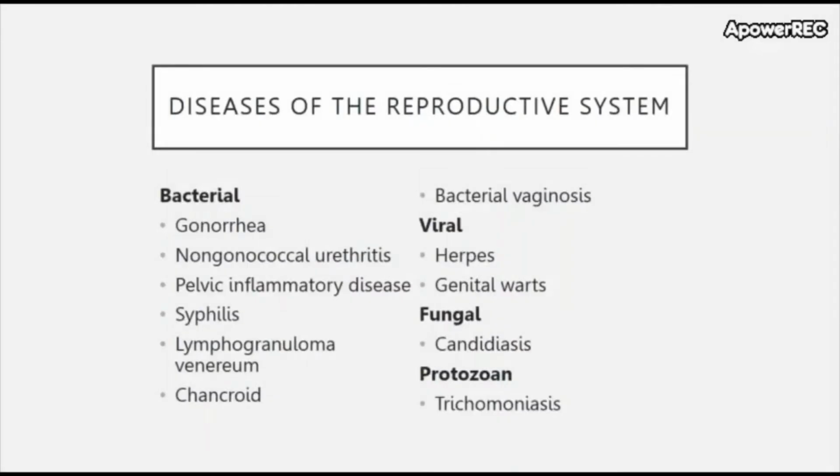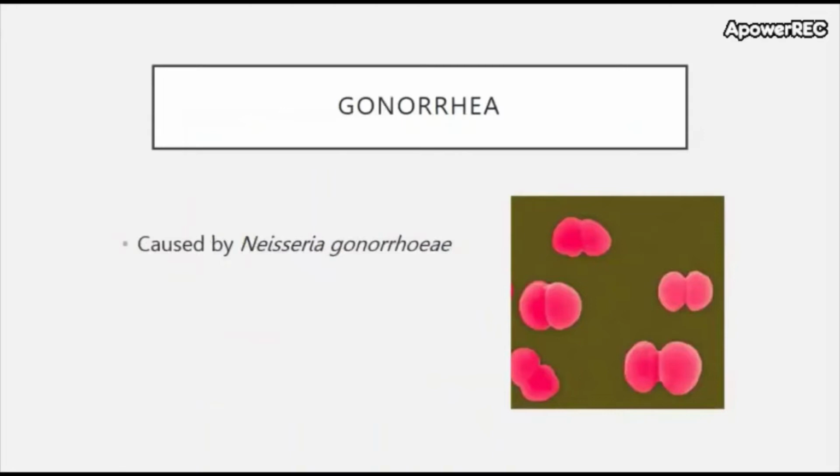The etiology of diseases of the reproductive system is a little bit broader. They can be bacterial, viral, fungal, and protozoan. As you can see, many of the diseases on this list are transmitted sexually. First, gonorrhea may be caused by the bacterium Neisseria gonorrhoeae, and it can infect the eyes, rectum, mouth, pharynx, or genitals.